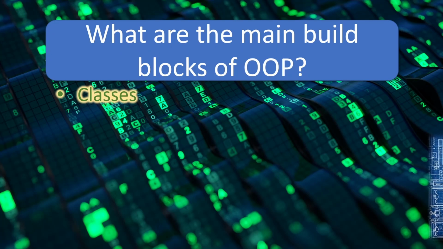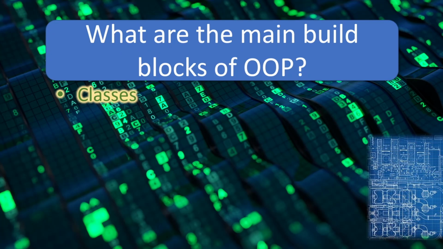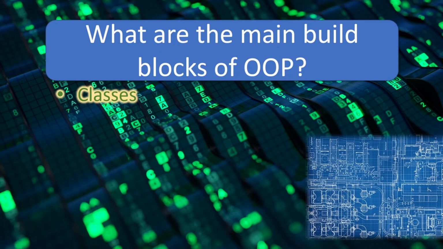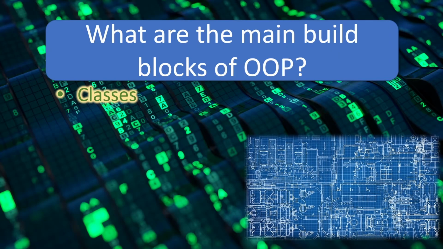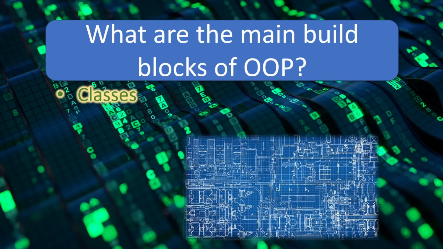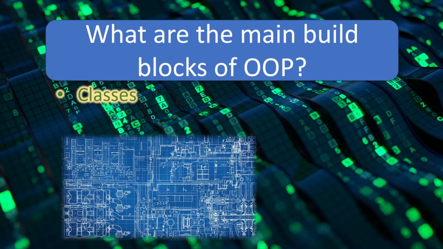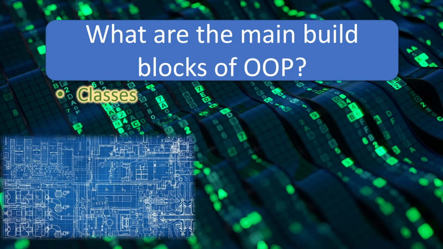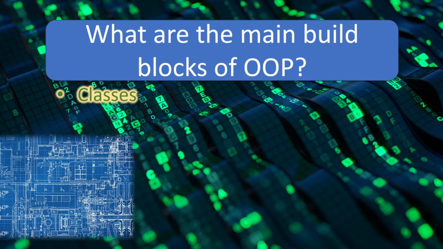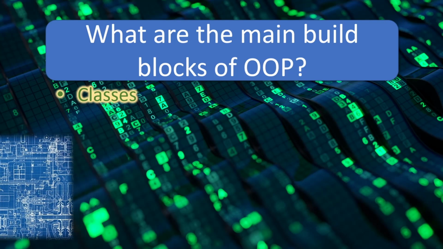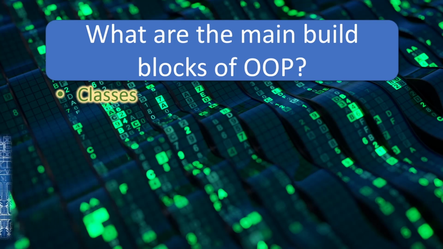Classes. A class is a blueprint for creating objects. It provides the initial value for states and implementations of behavior. The class defines the nature of a future object. You can interpret a class as a concept, while the object is the reality or the embodiment of that concept.